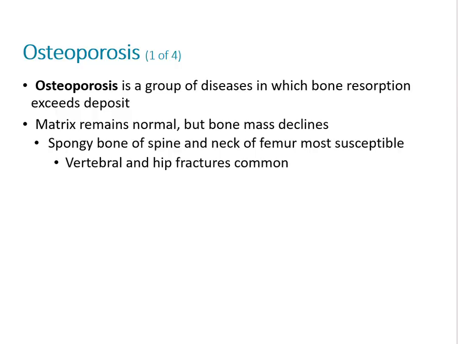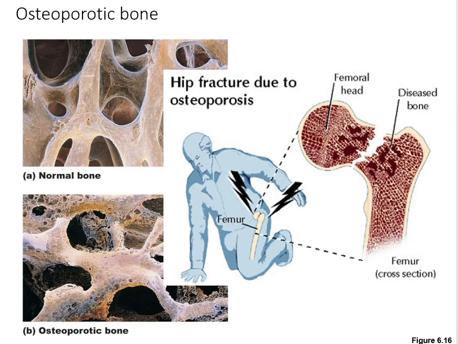Next, we're going to move on and look at osteoporosis. And that's actually a group of diseases in which bone resorption exceeds deposit. So while the matrix remains relatively normal, bone mass declines. It creates kind of spongy, porous bone, and we see this affecting most the spine and the neck of the femur. They tend to be the most susceptible. That makes vertebral and hip fractures very common.